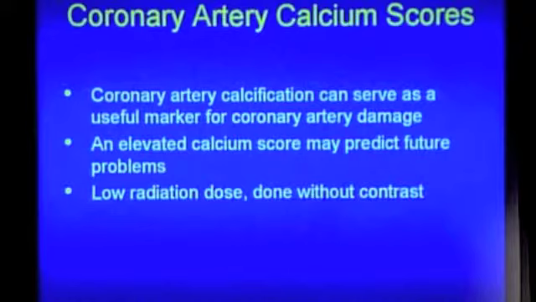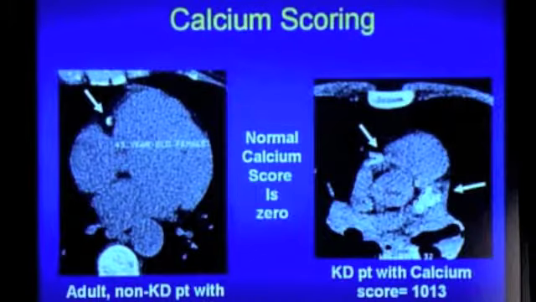Now, this is a very low radiation study and is done without contrast. Very quick, just a few minutes on the table. And here's an example. So this is an adult who does not have Kawasaki disease. Here's a coronary artery, and you can see some calcification in there. And then we add up how much calcification is there, and we come up with a total score. And the higher the score, at least for adults with atherosclerotic heart disease, the worse the prognosis. We don't know yet for Kawasaki disease.